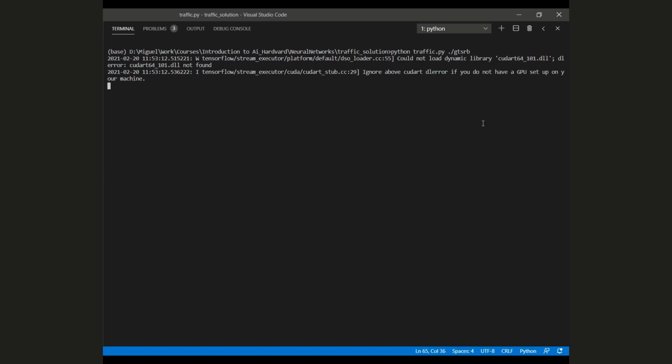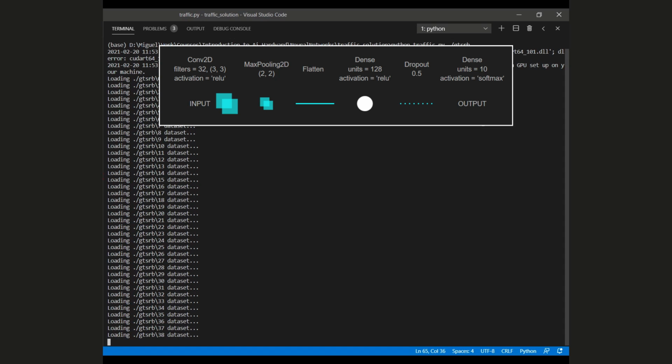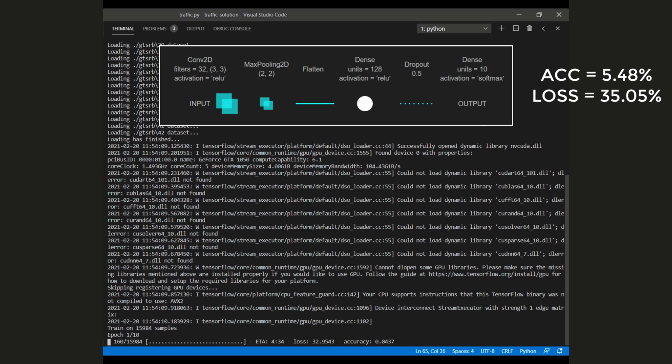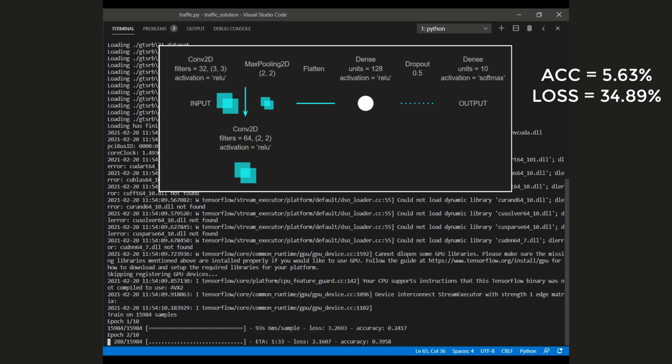Firstly, the objective was to replicate the neural network structure explained during the lecture, which sadly ended with a very poor accuracy of only just 5% and a loss of 35%. Then I started the exploration by adding a second convolutional layer right after the input one, but this time with double the filters, this time 64, and a smaller kernel, only 2 by 2. The accuracy increased just a little bit, still about 5%.